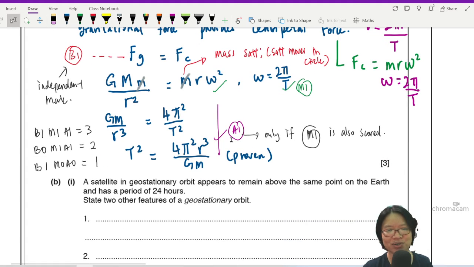Okay, so this is what, whenever you see an M mark, especially when you are marking your own paper, because you have to do quite a lot of that to improve your A2. No one's going to mark for you, okay? So look through the mark scheme.